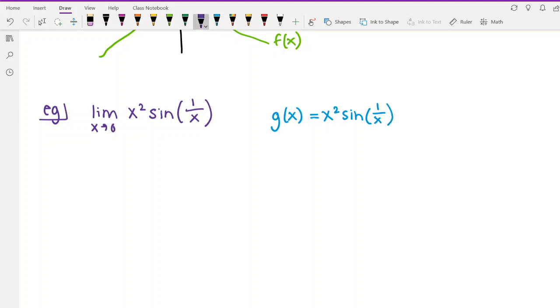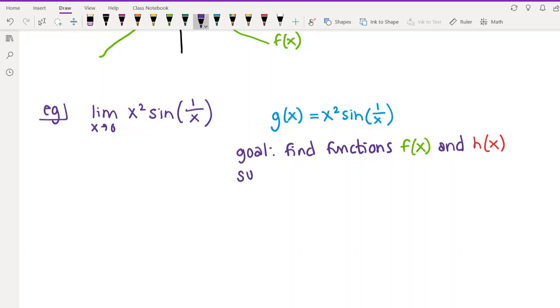So what is our goal in this problem? Our goal is to find two functions, and specifically we can call those functions f of x and h of x, such that g of x is in between them, right? So such that f of x is less than or equal to g of x is less than or equal to h of x. And it doesn't need to always be true. It just needs to be true when we're close to x is equal to 0. Let me say it that way, when x is close to 0.